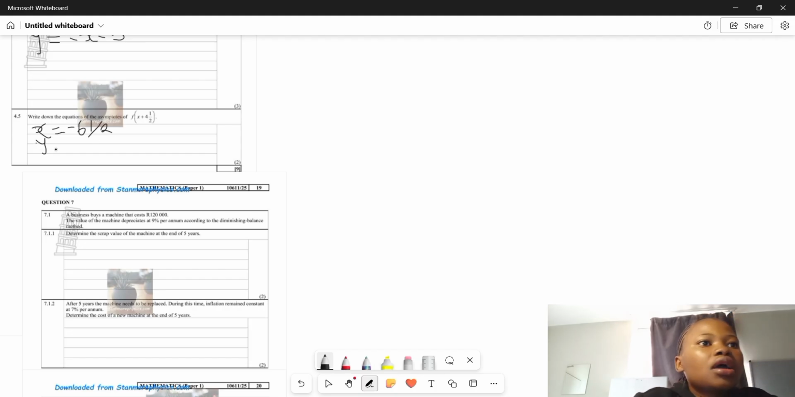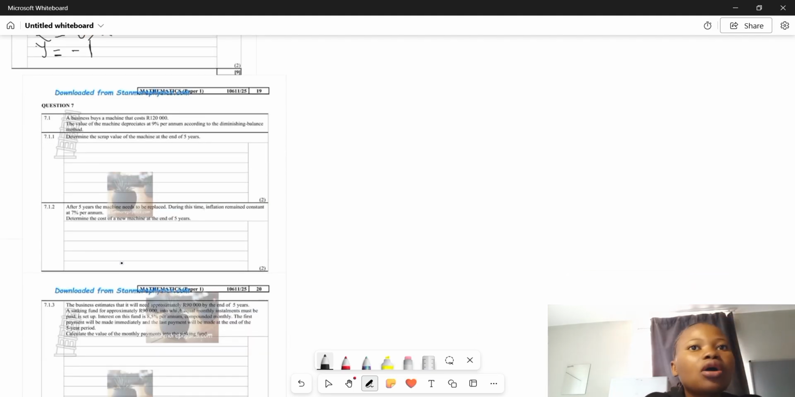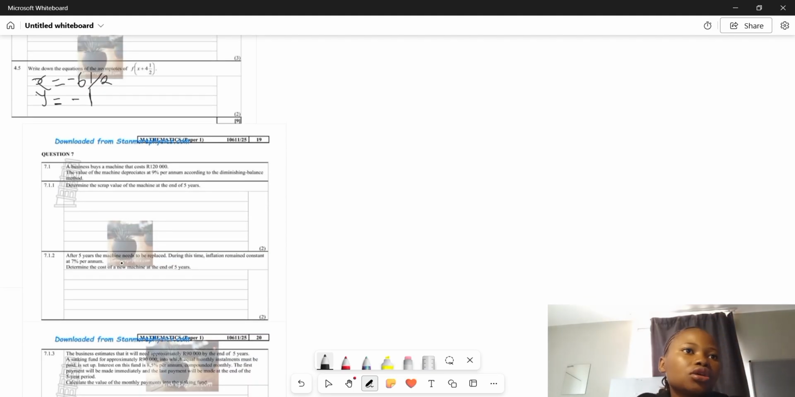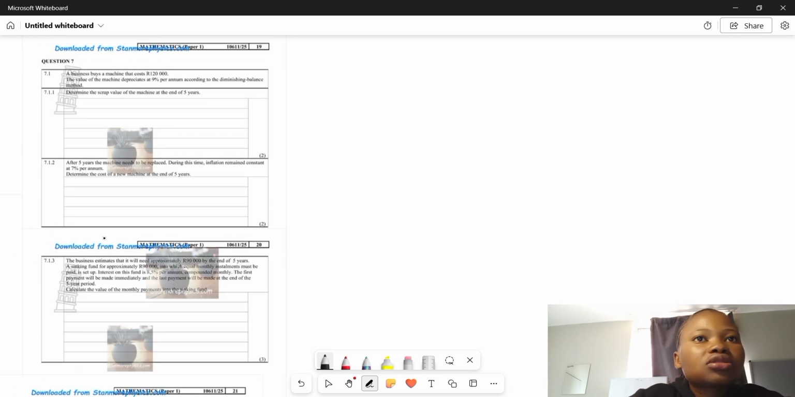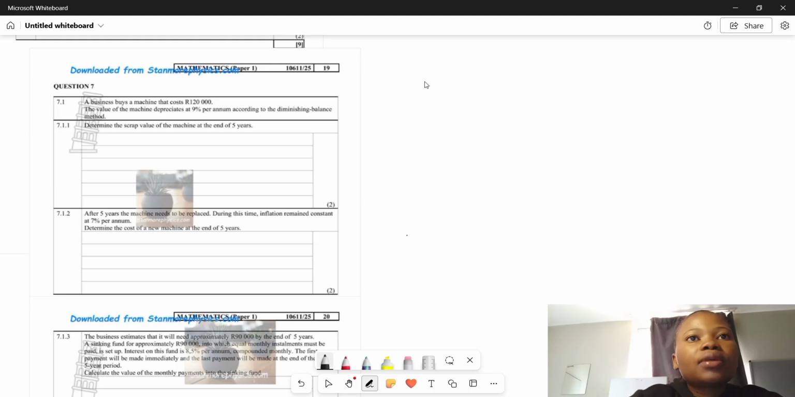All right. Now we are looking at question 7, whereby we are talking about financial maths. So this is our equation. They tell us that the business buys a machine that costs 120,000. We are going to use the standard equation that we normally use in this question, which is A, the accumulated amount, is equal to P, the money that you buy with, times 1 minus i, where i is your interest per annum, to the power of n, the number of years.